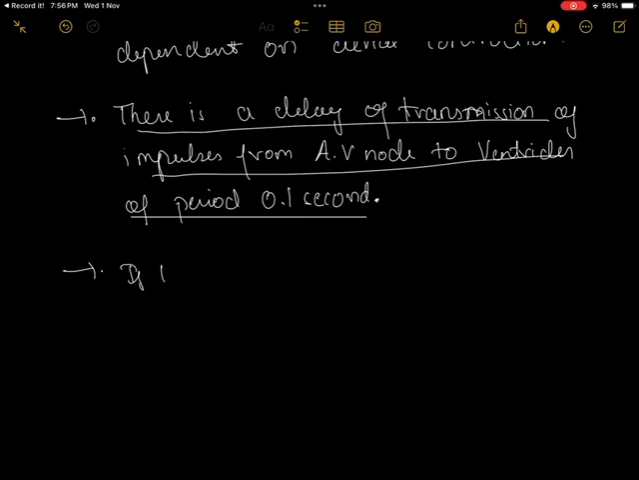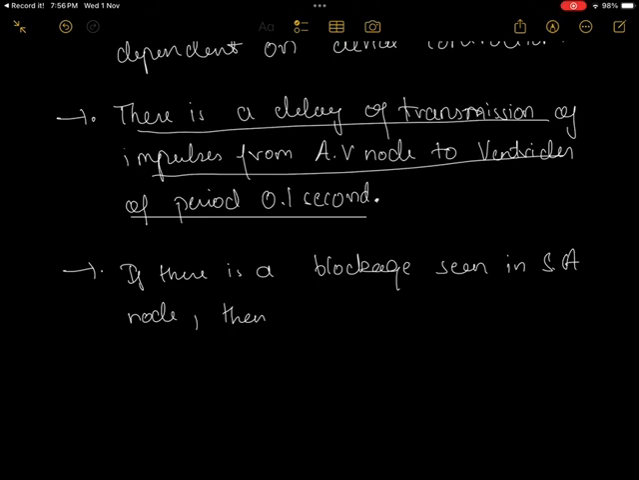So when there is a blockage seen in the sinoatrial node, then the ventricle will start its own impulses, what we call ectopic impulses. We'll be learning about the ectopic impulses and the ectopic formation of the waves in ECG later. Let me mention the key thing required to learn about the sinoatrial node.